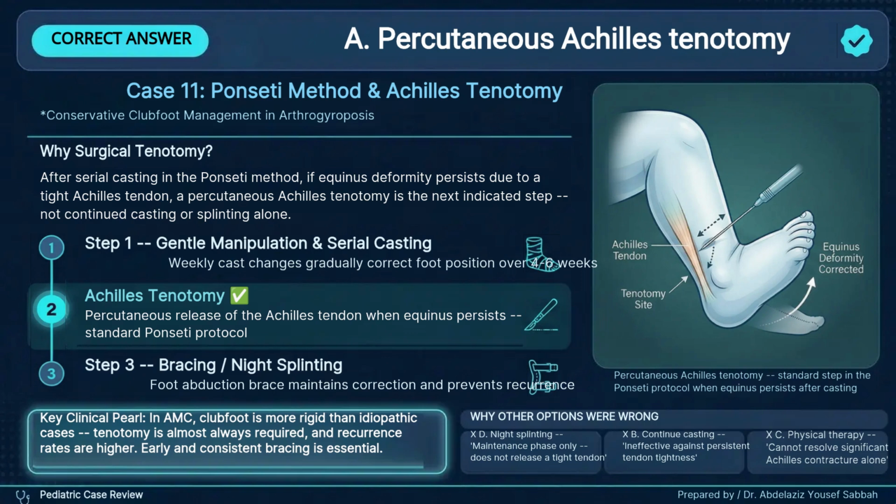A critical pearl. In Arthrogryposis Multiplex Congenita, clubfoot is more rigid than idiopathic cases. Tenotomy is almost always required and recurrence rates are higher. Early and consistent bracing is essential. Night splinting alone does not release a tight tendon. Continuing casting is ineffective against persistent tendon tightness. Open surgical lengthening is not the first choice when percutaneous tenotomy is available.